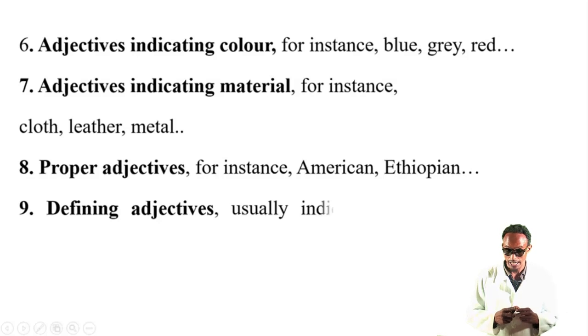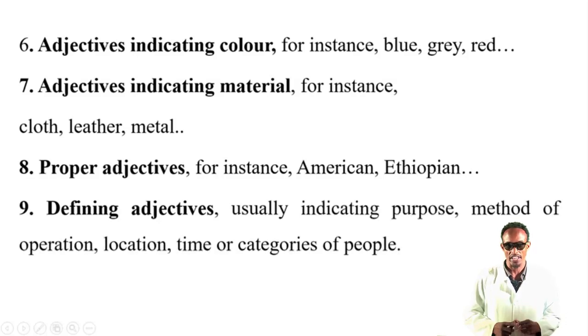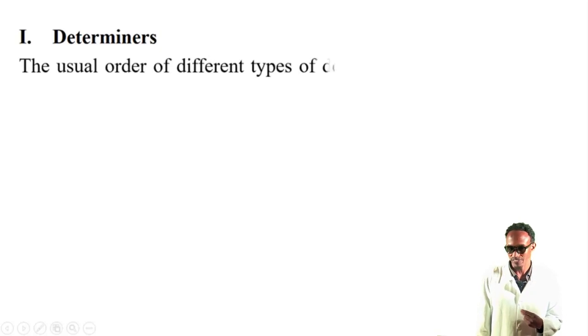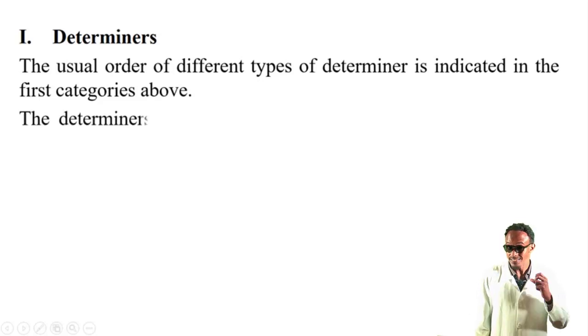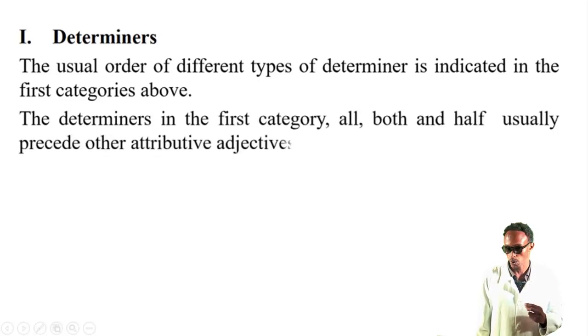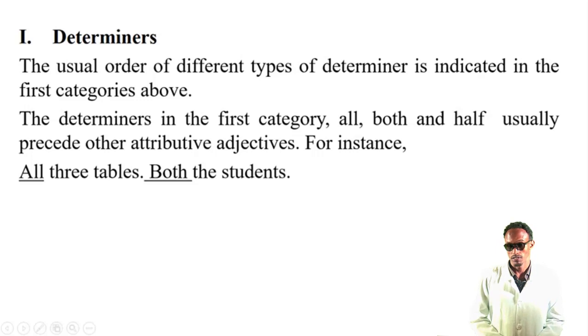The ninth one, let us come to the defining adjectives, usually indicating the purpose, methods of operation, locations, time, or category of the people. And let us come to the determiners. The usual order of the different types of determiners is indicated in the first category above. So the determiners in the first category, all and above, usually precede other attributive adjectives. For instance, all three tables. When we say all three tables, here all shows that it precedes the attributive adjectives. Meanwhile, when we say both the students, both is describing or indicating that.